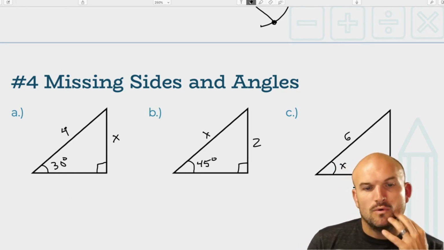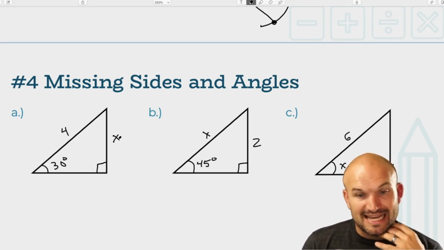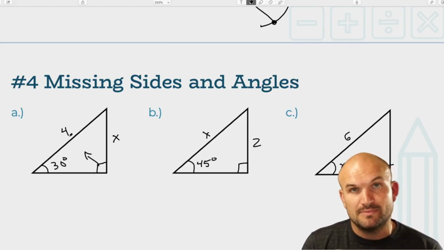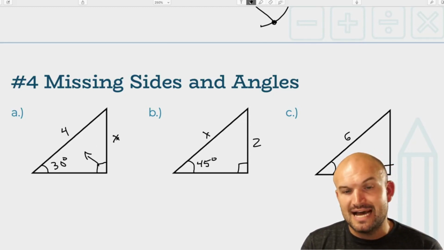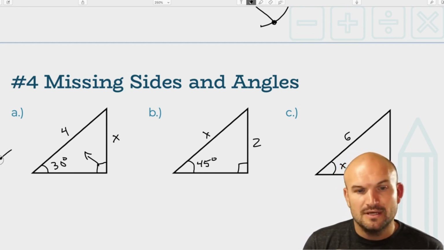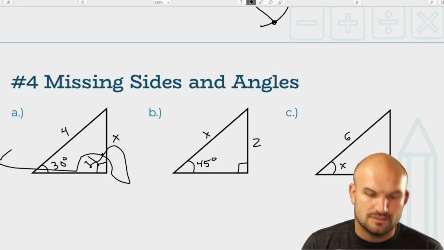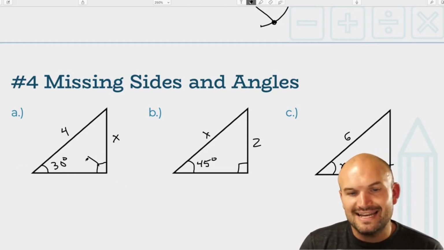Okay, so in this case, I have an angle and I have the opposite side and the hypotenuse, right? Because remember the hypotenuse is always directly across from the 90-degree angle, and the opposite side is always opposite of the angle, okay? So we have the opposite side and the hypotenuse.